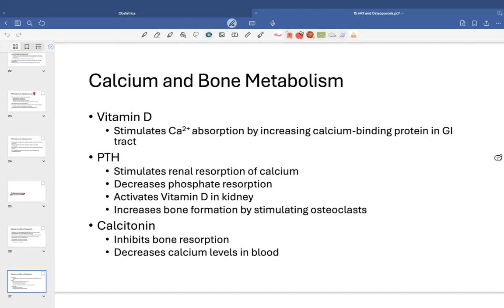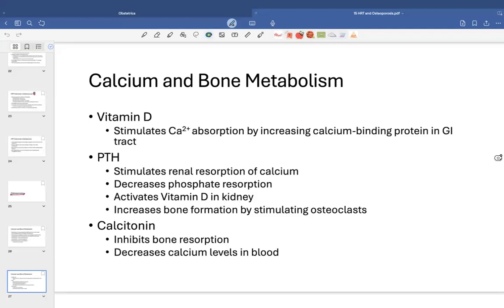Parathyroid hormone is another key endocrine factor here. It works in the kidney to help stimulate renal resorption of calcium. It decreases phosphate resorption. Phosphate tends to bind calcium and, in the bloodstream at least, makes it insoluble. So by having less phosphate and more free calcium, then that can go back into the bone. PTH also activates vitamin D in the kidney.